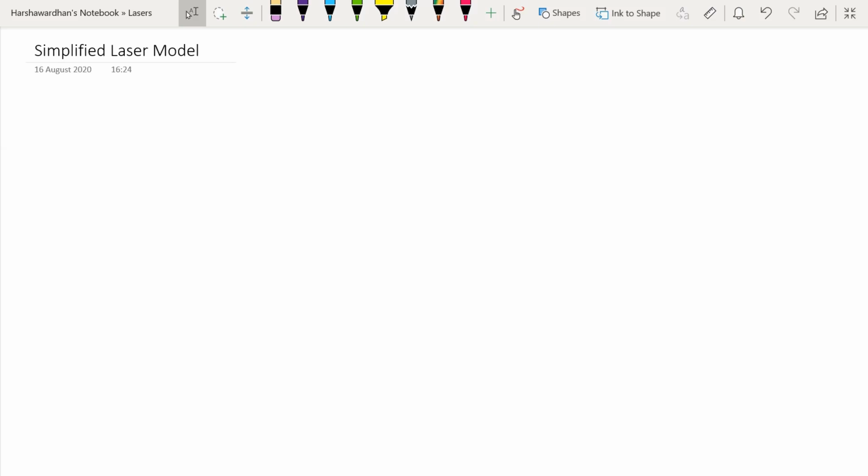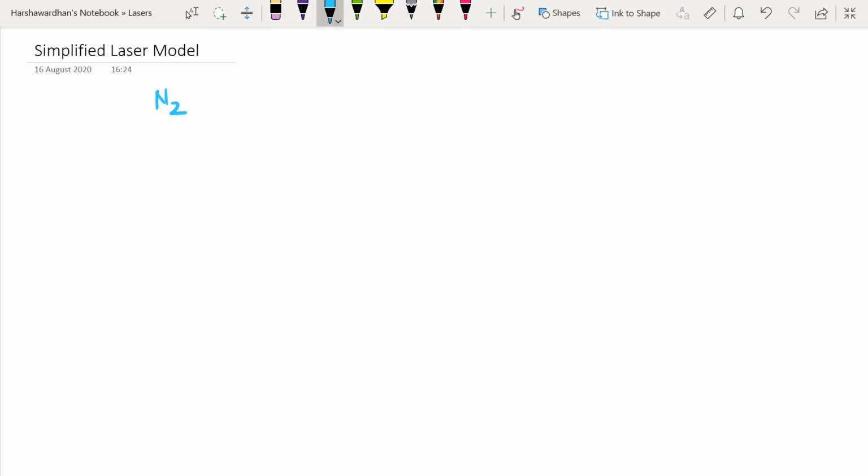Hello. So now let's look at this rather simplified model of the laser. Even though it's a simple model, it captures the essence of what the laser action is. So I'll consider only two variables here and I'll represent them as so.